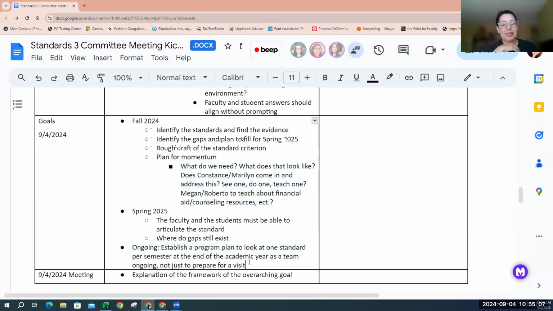And then the final one is relative to ongoing. We attempted to address each standard at the department meeting, and it was unsuccessful for many different reasons. But we need to establish a plan as a program on how we're going to visit these standards ongoing, always, so that everybody's not struggling and rushing to figure out the standards. It's helpful, especially when we onboard new faculty and things like that.